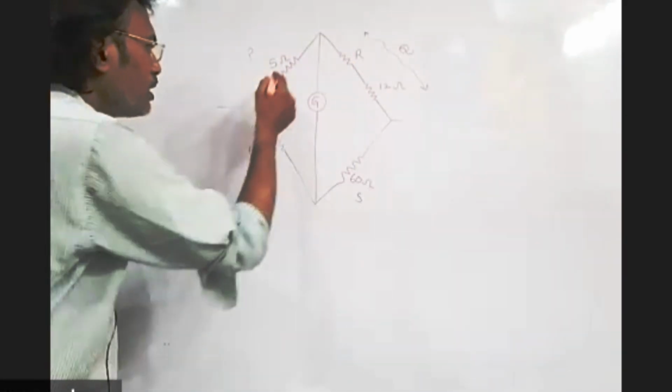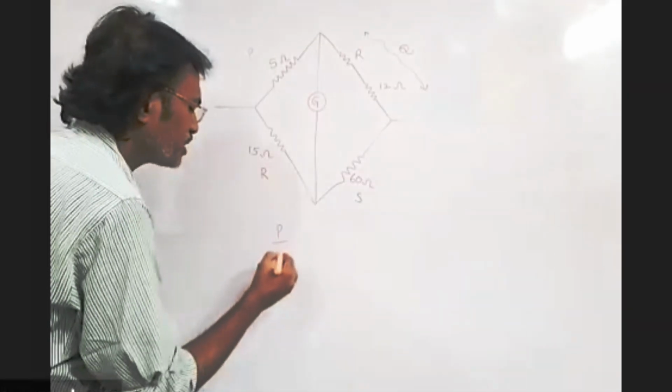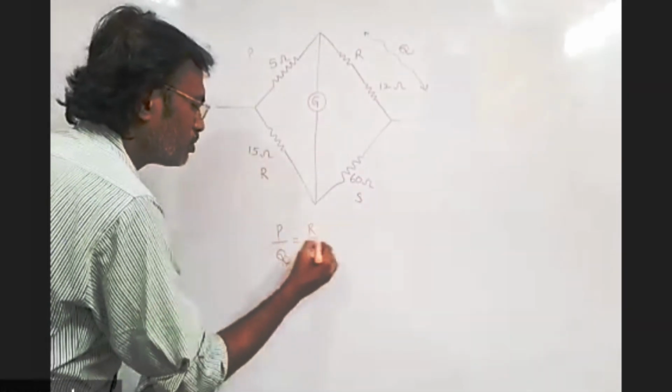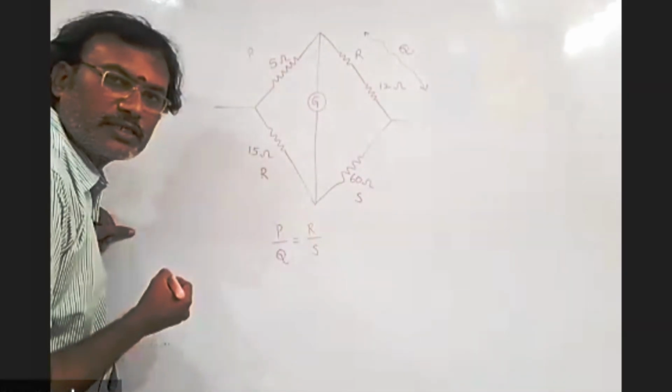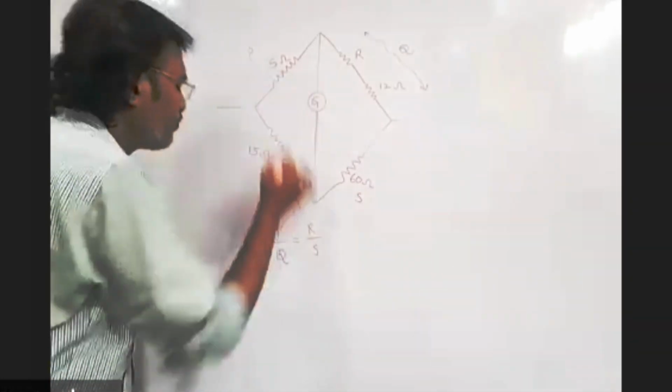Now here observe, balanced Wheatstone bridge condition, P by Q equal to R by S. Now P is nothing but 5 ohm.